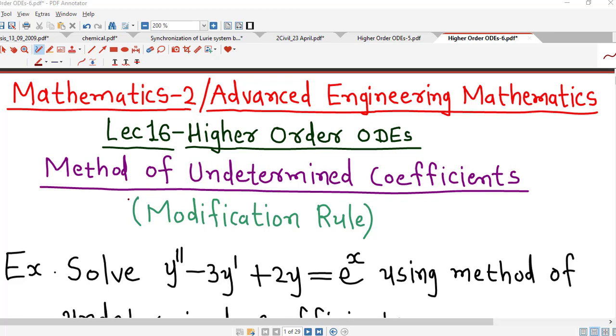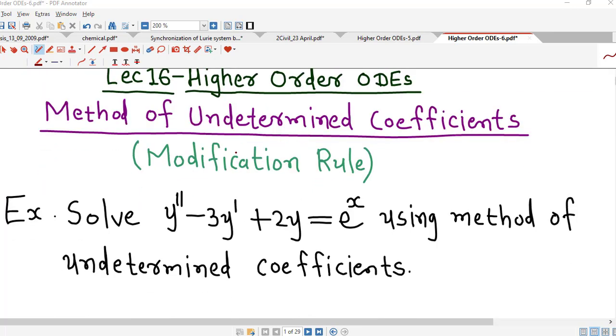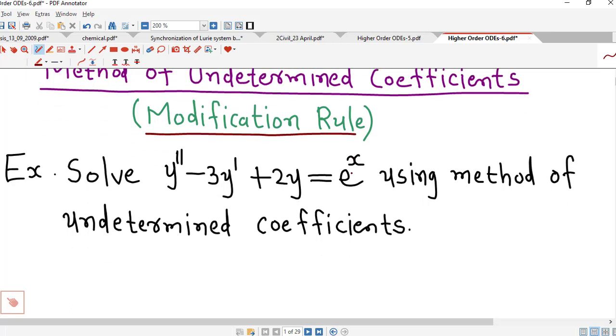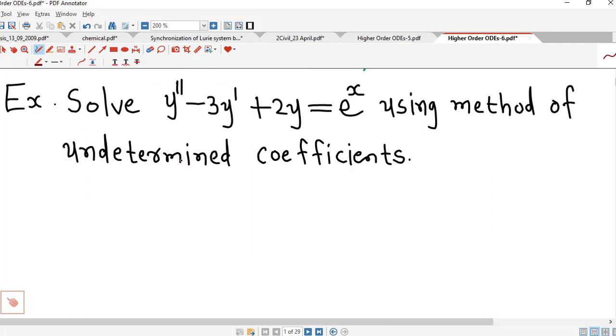Hello friends, I welcome you in lecture number 16 on higher order ODEs. In this lecture we are going to discuss the modification rule for the method of undetermined coefficients. So we will understand this rule with the help of this example.